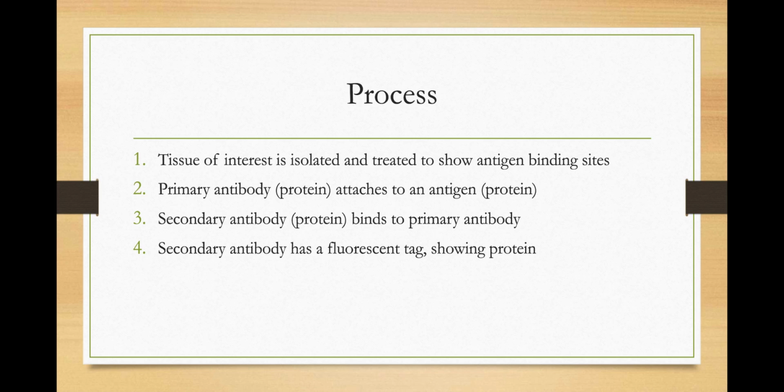In order to visualize the protein, a secondary antibody is added to the mixture that carries a fluorescent tag. If the correct binding occurs for the target protein, the fluorescent tag will show exactly where the protein is expressed in the tissue. If the target protein is not present in the tissue, the antibodies will be washed away during the washing stage that occurs after each incubation, which is directly after each antibody is added to the solution.